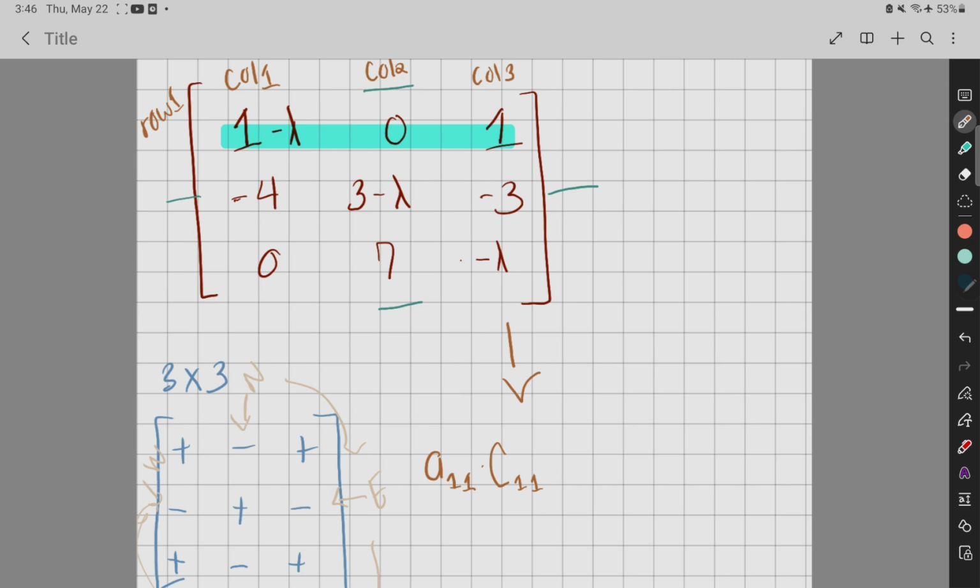But do you see here? This is why I said it's important to understand the alternating signs. Because you see here, we have a minus there. So it's going to be minus A12 C12. Plus here, A13 times C13. A is the element that you are selecting, and then C is the row and column that you are deleting by. If that makes sense, hopefully.